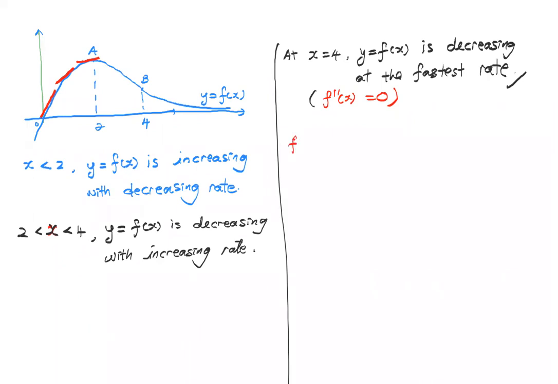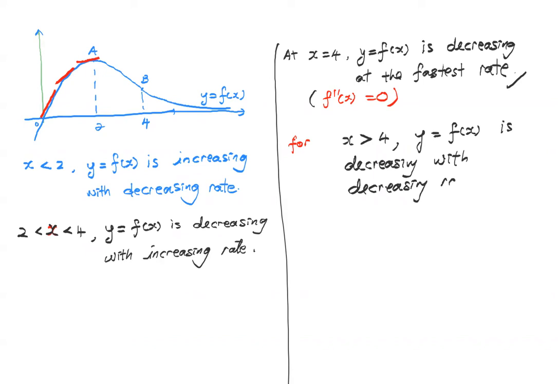For x greater than 4, y equal to f(x) is, give me the word, decreasing because going down, with decreasing rate. Wonderful. So the moment I say the right word, everyone got it right.